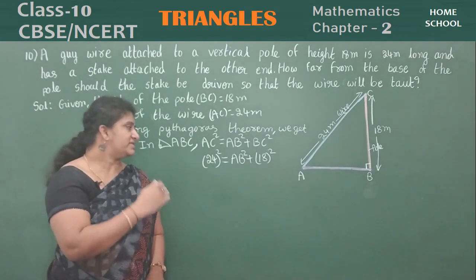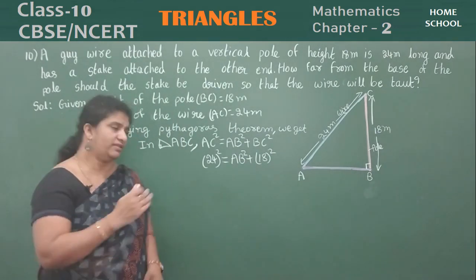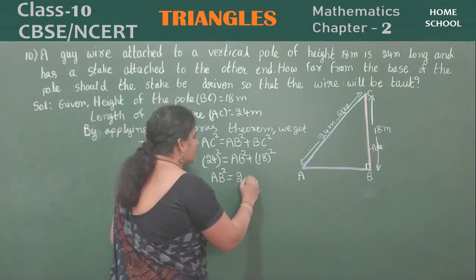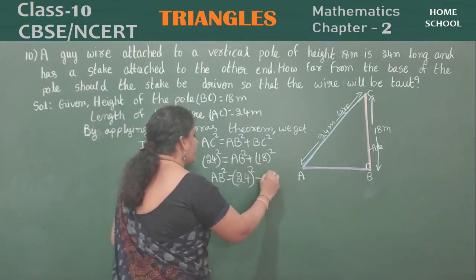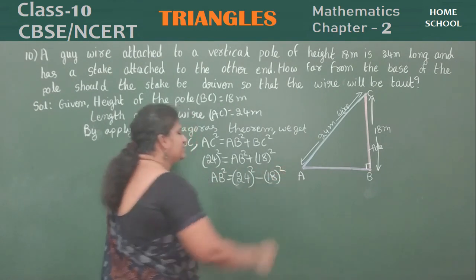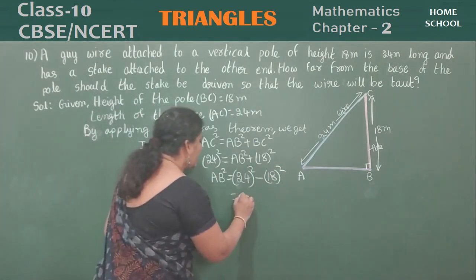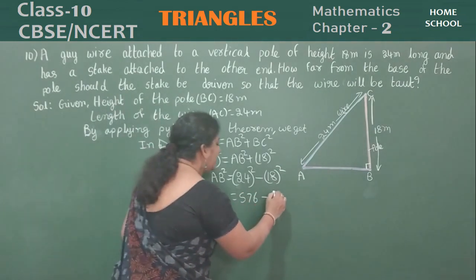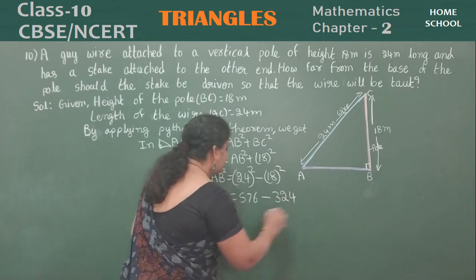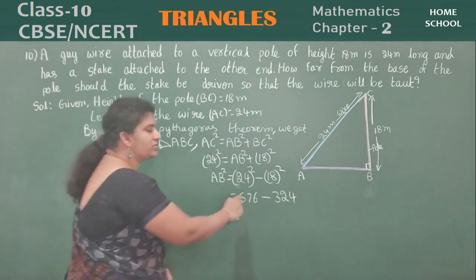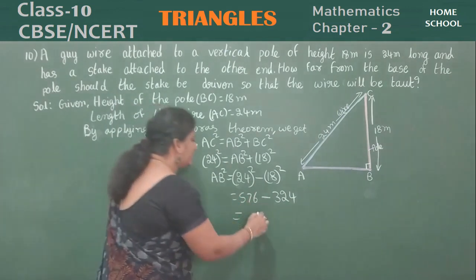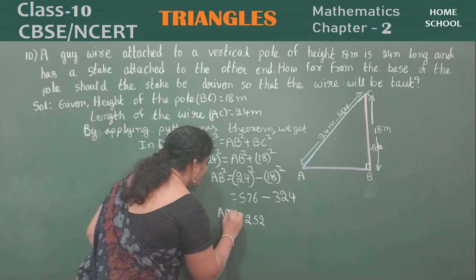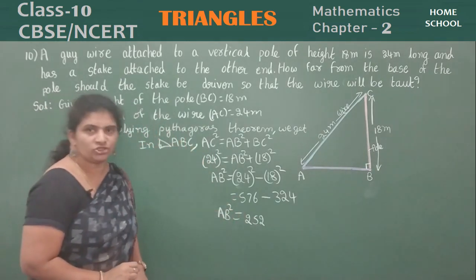So we need to send to the other side. AB square on one side, 24 square and 18 square on the other side. At a time reverse, AB square is equal to 24 square minus 18 square. 24 square is 576 minus 18 square, 324. If you subtract these two, what are you going to get? 252. AB square is 252, children.